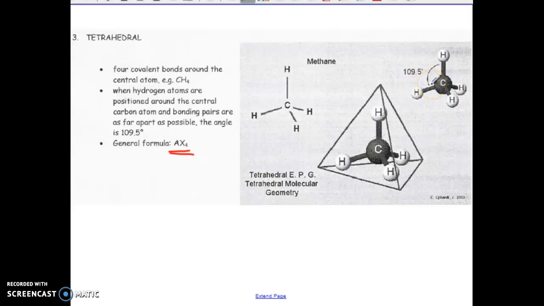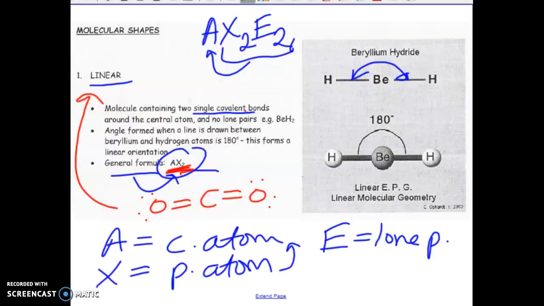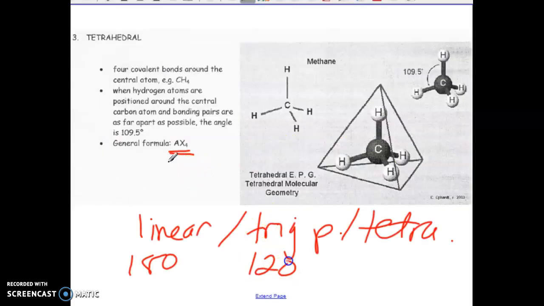Okay, so now we're going to have angles that are going to pop up for every shape. The only 3 shapes I expect you to know are these first 3: linear, trigonal planar, and tetrahedral. So basically 180, right? Let's go back, just to recap: 180, 120, and 109.5. All other angles you are not expected to know at this grade 12 level.